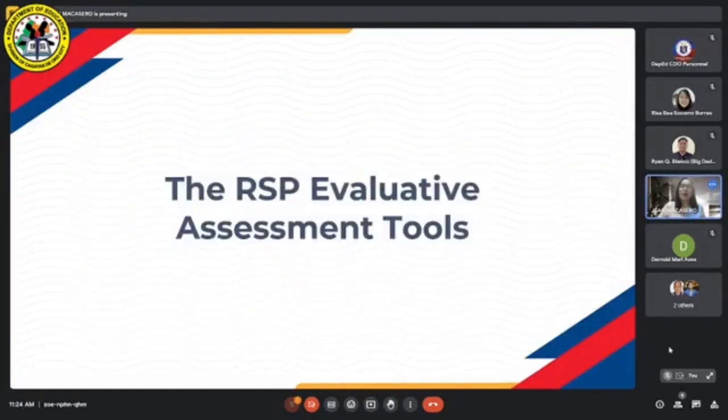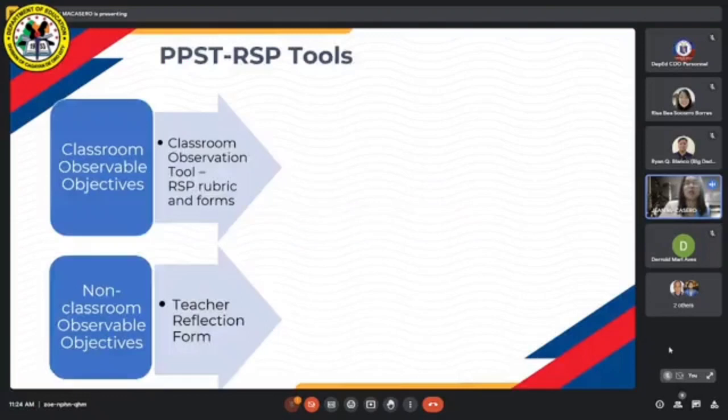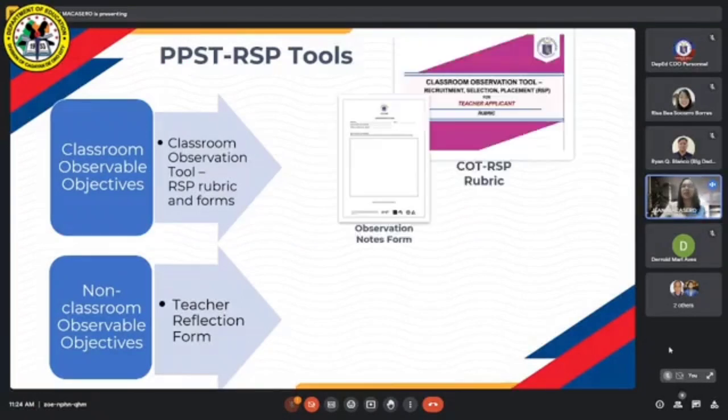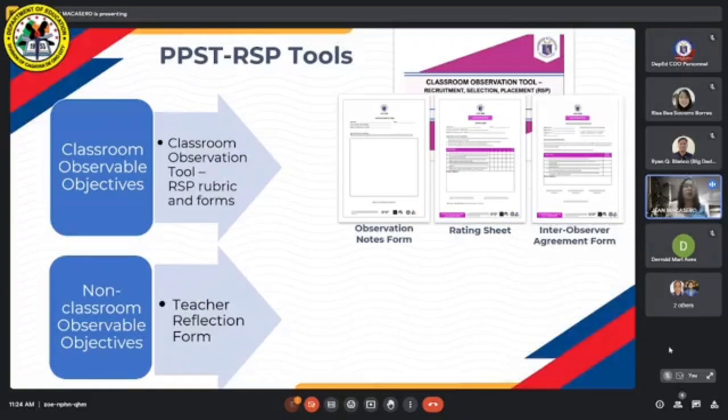Now, I'll be sharing with you the RSP evaluative assessment tools. This will be our assessment tools. Under the classroom observable objectives, there will be 3 forms that our observer will be using. First, the observation notes form. Actually, you can see this in DepEd Order number 7, series of 2023. The observation notes will be used by those who observe you from the very start of your presentation up to the end. Okay. The rating sheet.